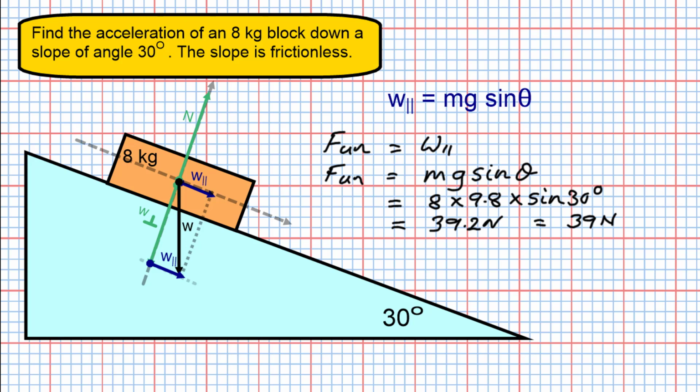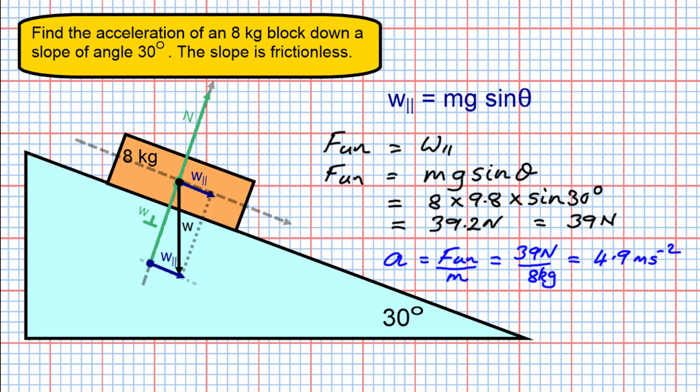It's that easy. How do we work out the acceleration? Well, we know the acceleration of an object is equal to the unbalanced force divided by the mass of the object. So in this case it's going to be 39 newtons acting down the slope divided by a mass of the block of 8 kilograms. So 39 newtons divided by 8 kilograms is going to give us an acceleration of 4.9 meters per second every second.